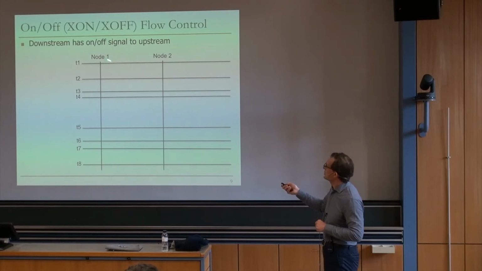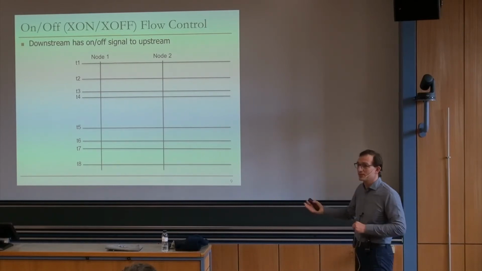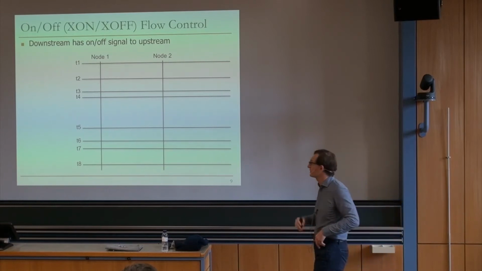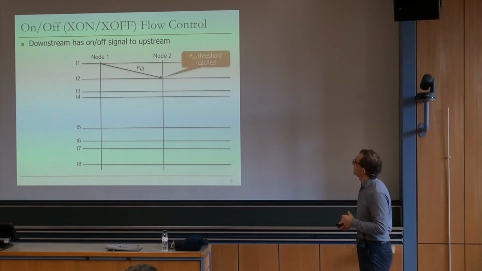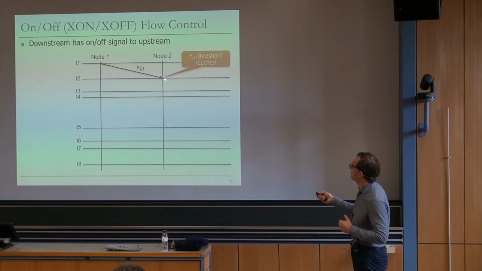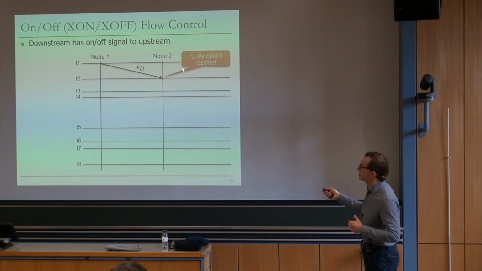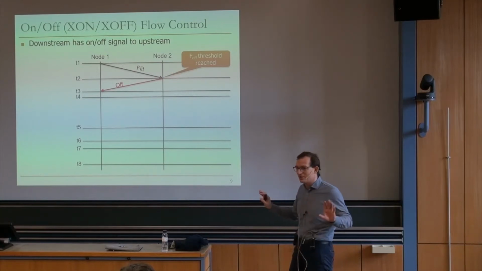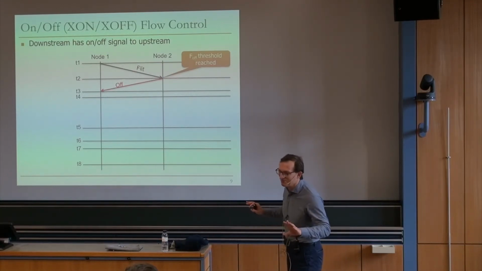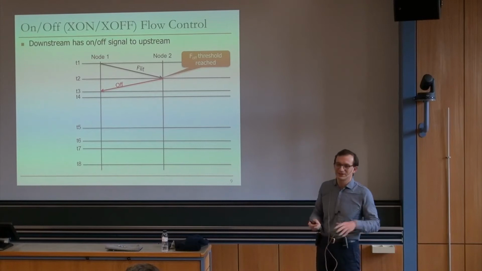Downstream router node 2 has an on-off signal to tell the upstream, you can send me the flit right now. So node 1 sends a flit, and because of that flit received by node 2, the off threshold gets reached. And node 2 tells, okay, I don't have any buffers anymore, so stop sending me. Of course, you need to be careful here.